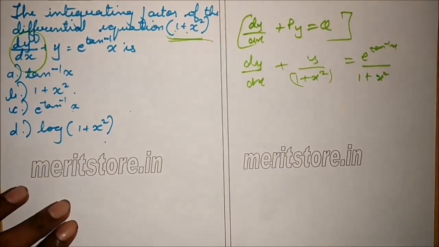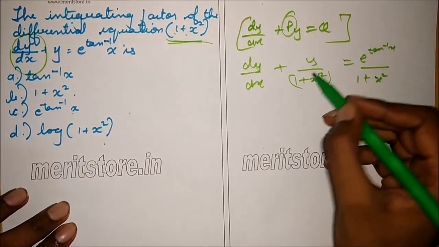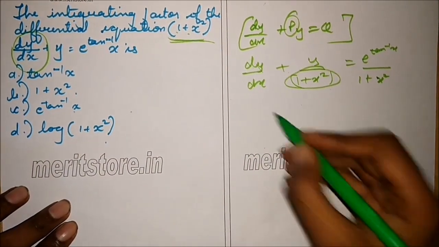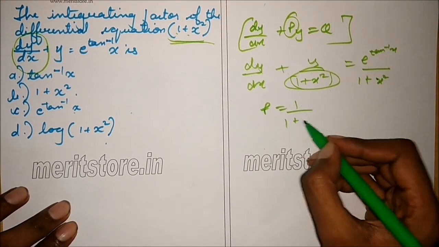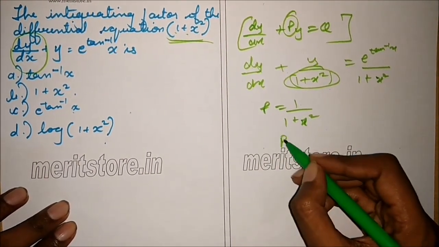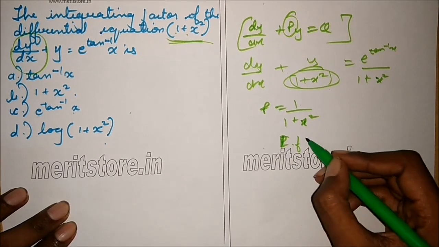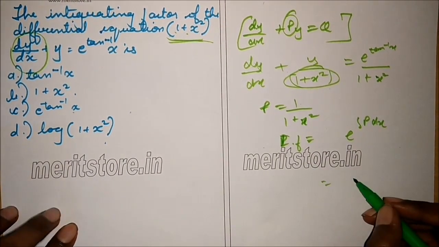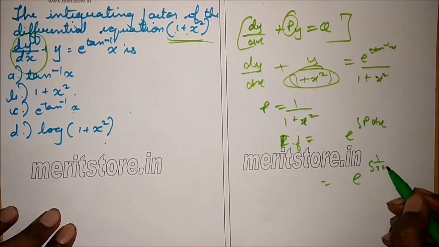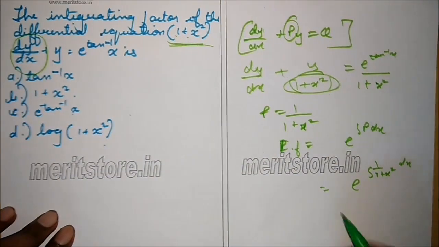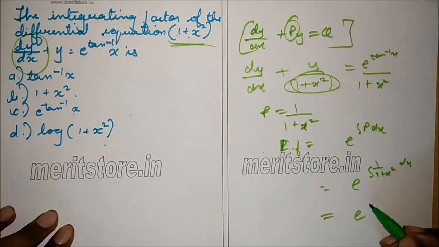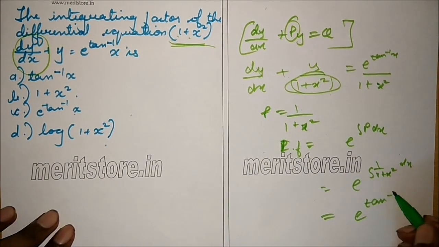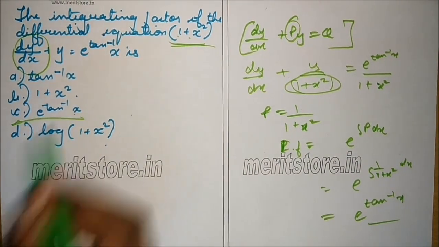So comparing this with the standard form, P will be 1 upon 1 plus x square. So integrating factor is e raised to integral P dx. So this will be e raised to integral 1 by 1 plus x square dx. The integration of 1 by 1 plus x square is tan inverse of x. So this will be e raised to tan inverse of x, which is option C.